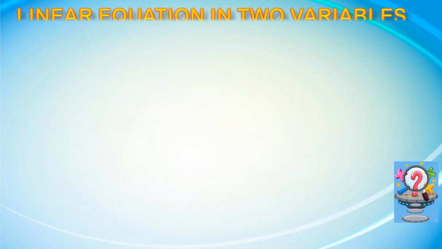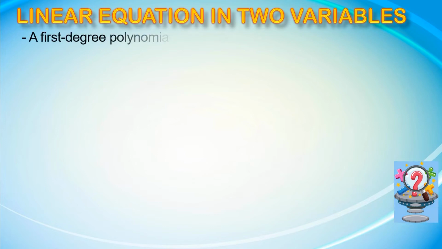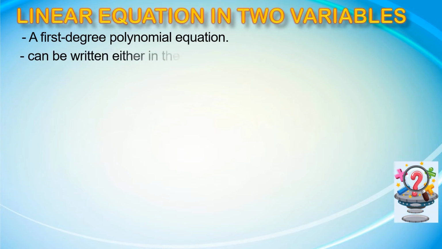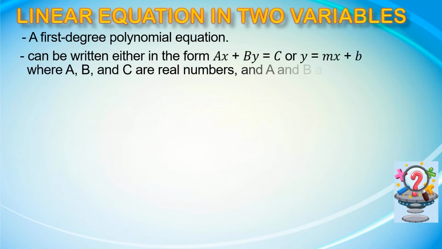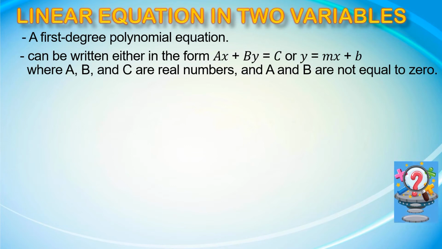By the way, what is a linear equation in two variables? A linear equation in two variables is a first-degree polynomial equation. It can be written in the form ax plus by equals c, which is the standard form, or y equals mx plus b, which is the slope-intercept form, where a, b, and c are real numbers and a and b are not equal to 0.